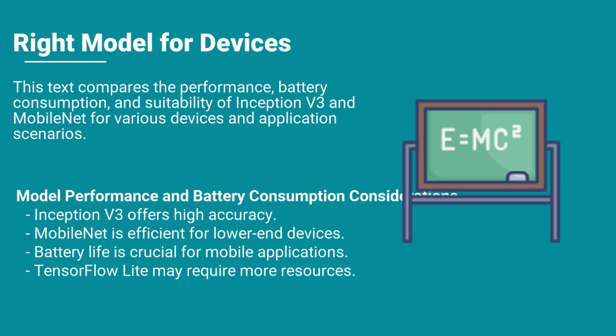Another consideration when choosing a model is device capability. While Inception v3 could turn out to be excessive for lower-end devices, Mobilenet can easily run on a wide range of smartphones without running into performance issues. The dramatic difference in battery consumption between the two models can be a deciding factor, especially in a mobile usage context where conserving battery life is essential.